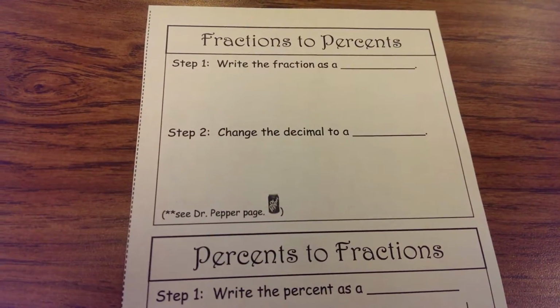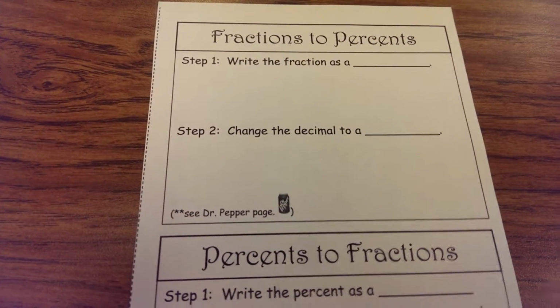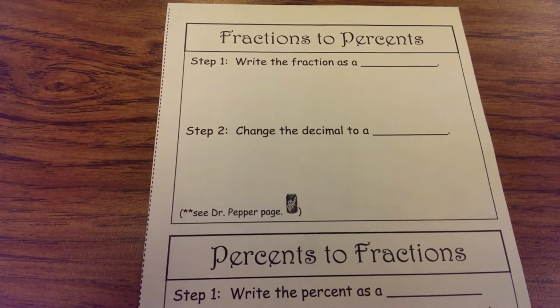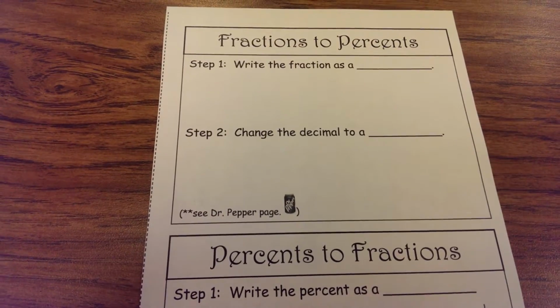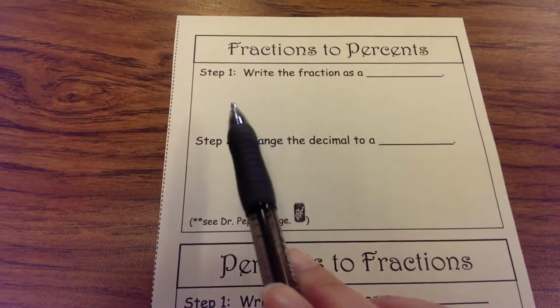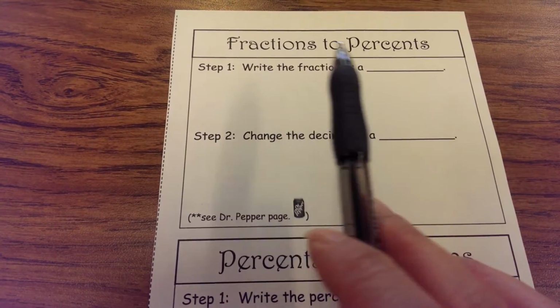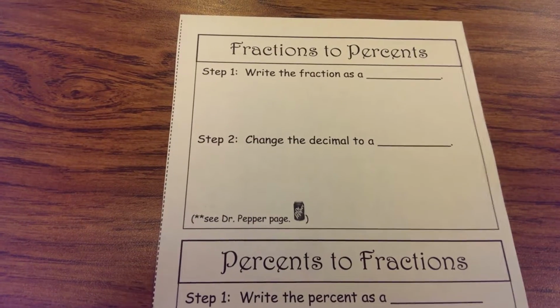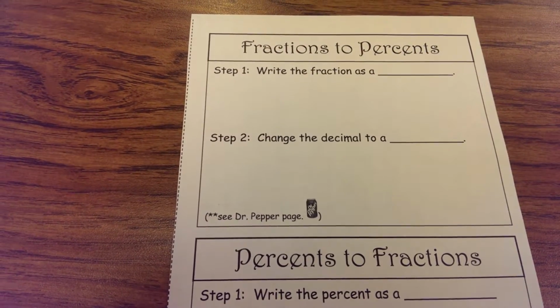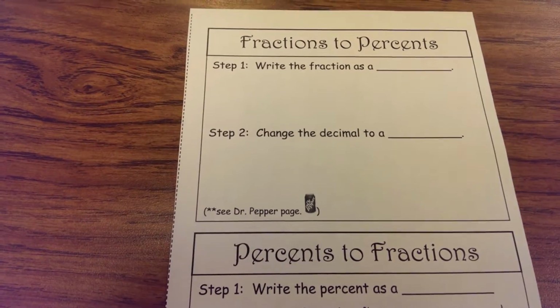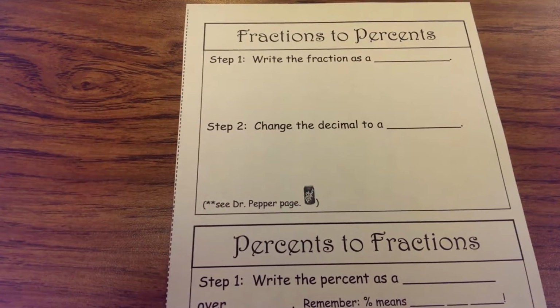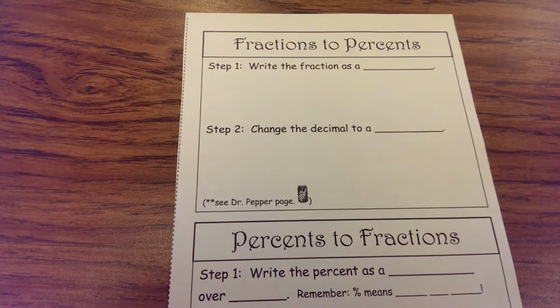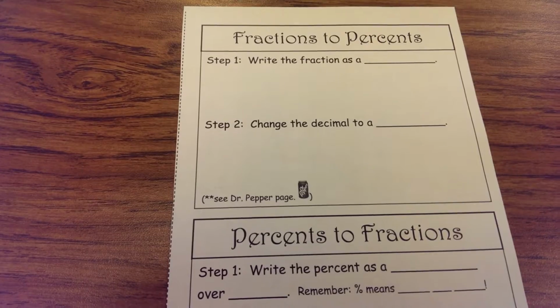Fractions and percents are the same. They're parts of wholes. So we can actually change a fraction into a percent to get the same value. Step 1 to changing a fraction to a percent is to write the fraction as a decimal, because the other day we learned how to change decimals to percents. So if you know how to change a decimal to a percent, all you have to do is change the fraction into a decimal and then change the decimal into a percent.